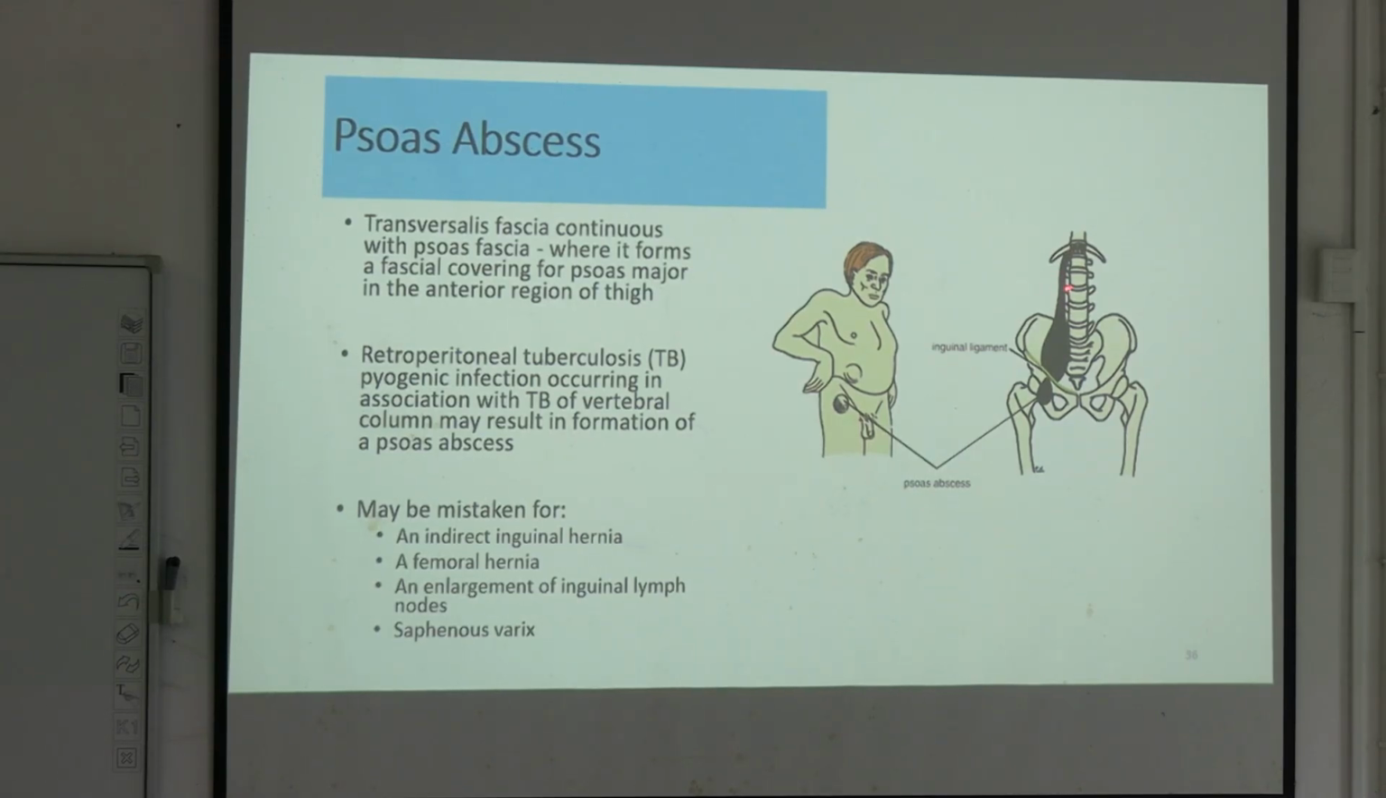We have the psoas fascia, and the psoas major muscle is anchored to the upper end of this femur. We call it the lesser trochanter, so it is the iliopsoas. As this psoas muscle is inserted into the lesser trochanter, the pus draining along this psoas muscle can also trickle down and settle in the groin region. This is known as psoas abscess.